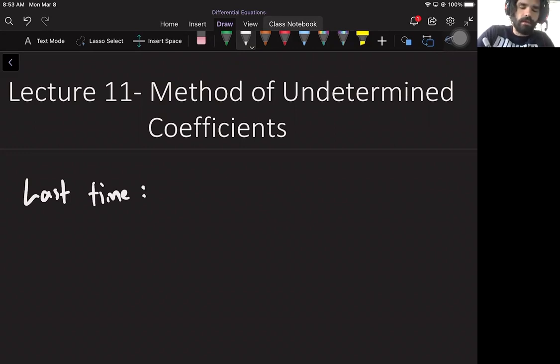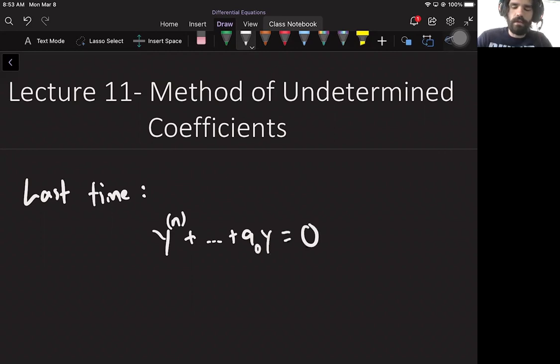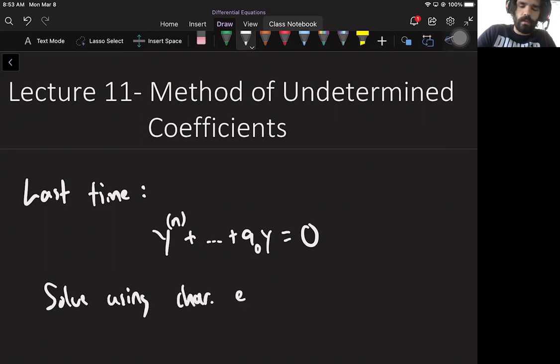So last time we saw how to solve nth order, super long word, linear homogeneous differential equations with constant coefficients. So things like this. You solve using the characteristic equation and doing all that fun stuff.